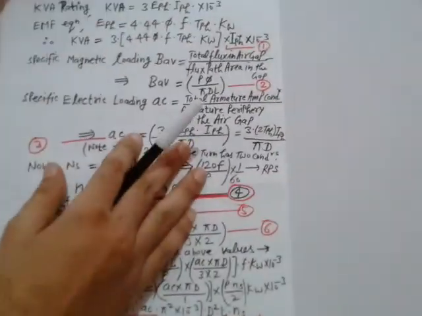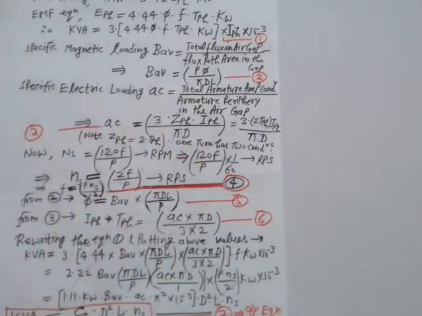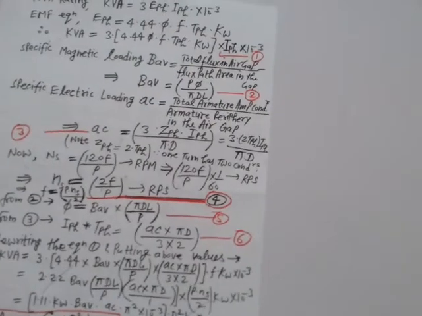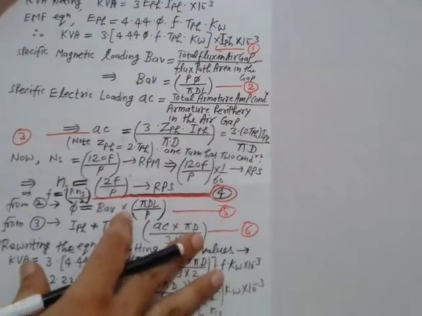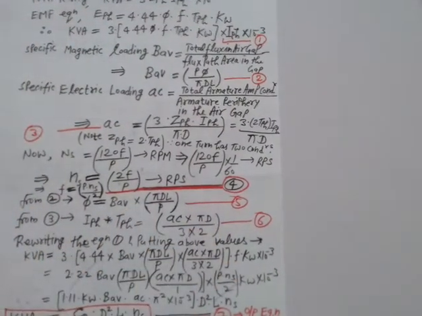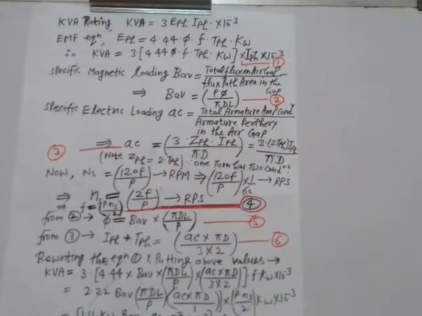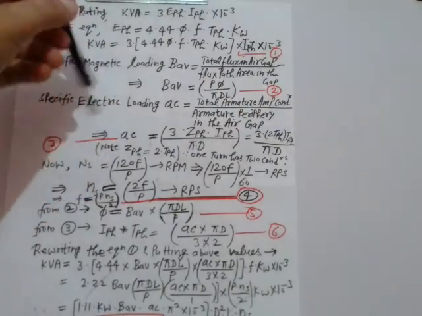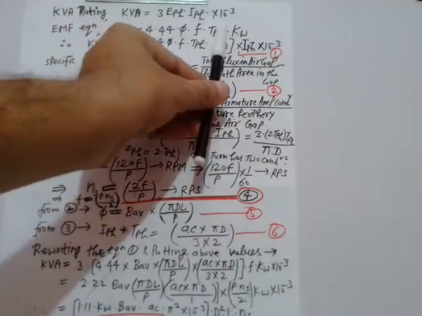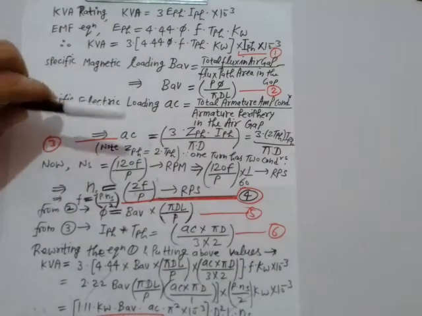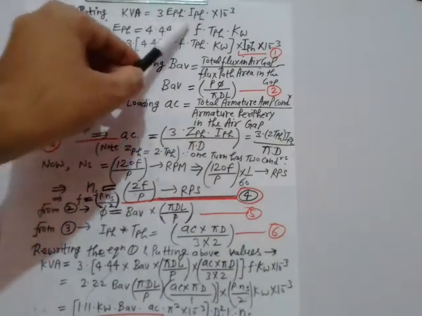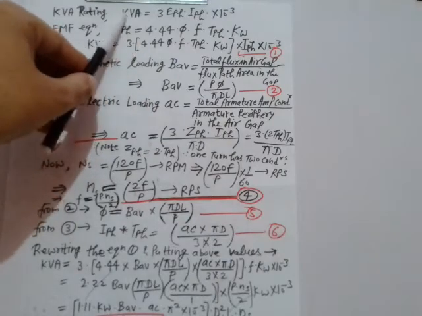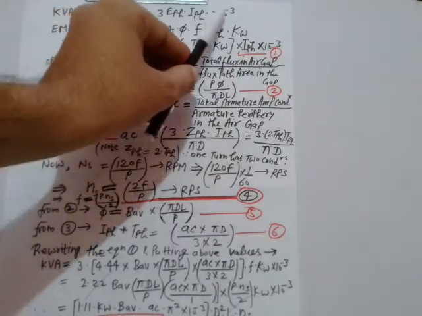Now see, the kVA rating of the three-phase induction motor is given as 3 EPH IPH. The volt-ampere rating will be 3 EPH into IPH, but since you are writing kilovolt-ampere, you have to multiply it by 10 to the power minus 3.